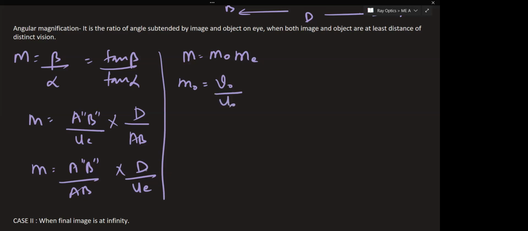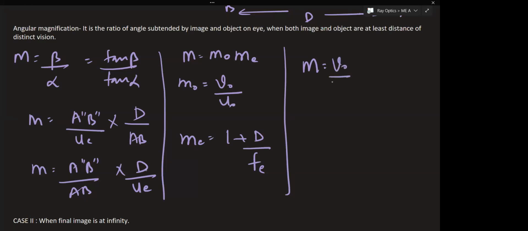And just now we had seen the formula for the eyepiece, that is the simple microscope. What was it for least distance of distinct vision? 1 plus D by F. Now focal length will be what? Focal length will be for this one. So the magnification's ultimate formula for the compound microscope becomes what? Combine both of these: V naught by U naught, 1 plus D by Fe. This is just the formula. No sign convention, I am again repeating.